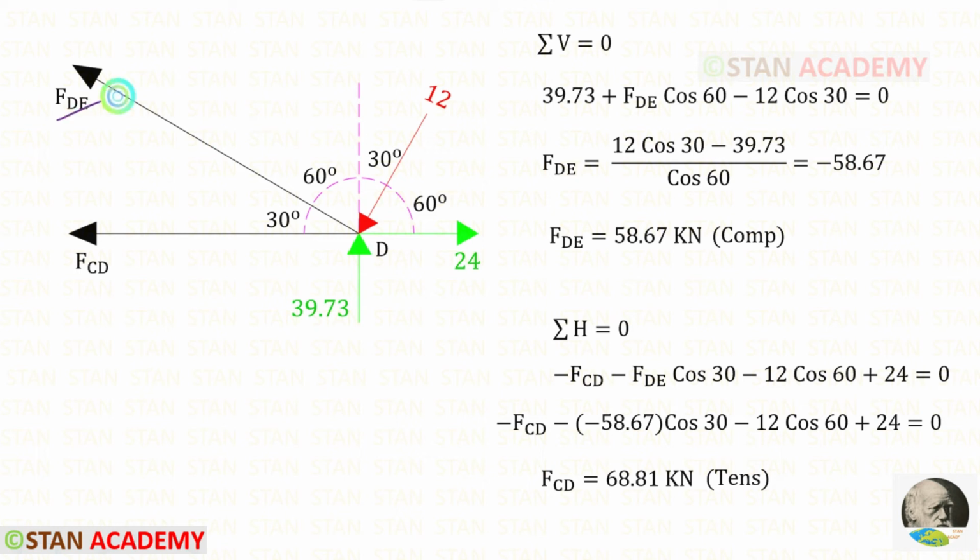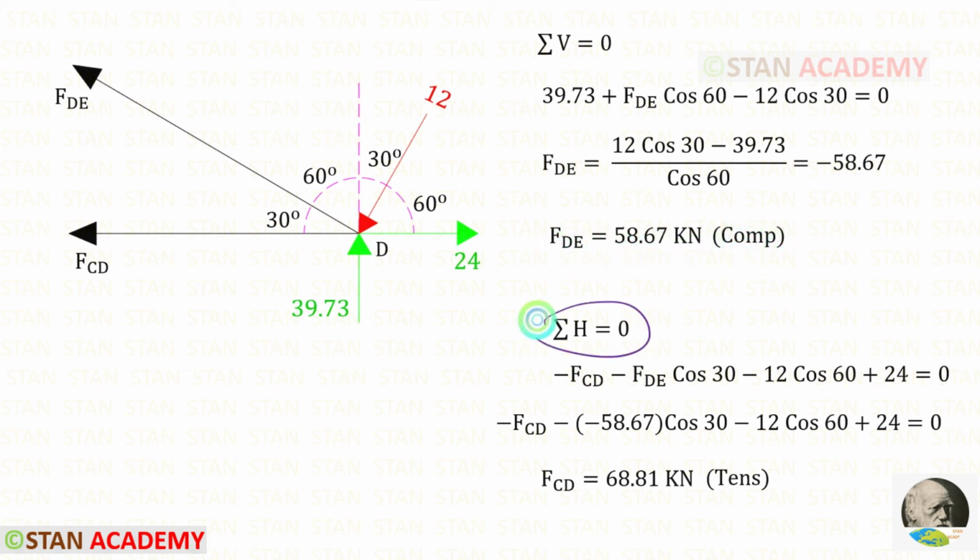We have to resolve FDE in the vertical direction. To keep it in the vertical direction, we need 60 degree. Since it is acting upwards, it will be positive, and we have to multiply with the cos 60. Also, we have to resolve this load in the vertical direction. To keep it in the vertical, we need 30 degree. Since this load is acting downwards, it will be negative, and then we have to multiply with the cos 30. For FDE, we will get a negative value, that means it is compressive.